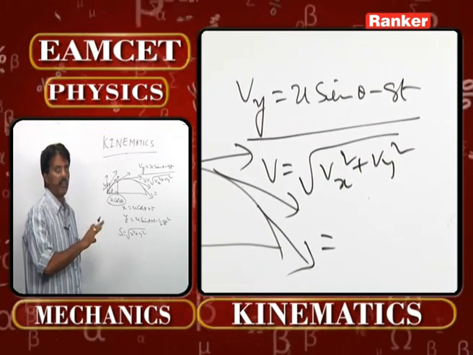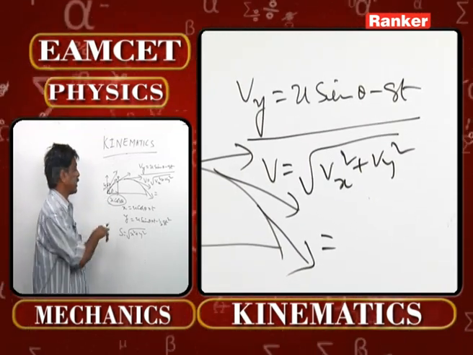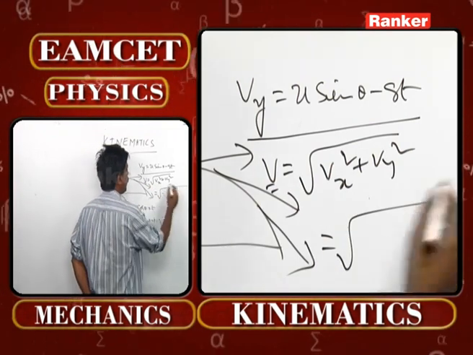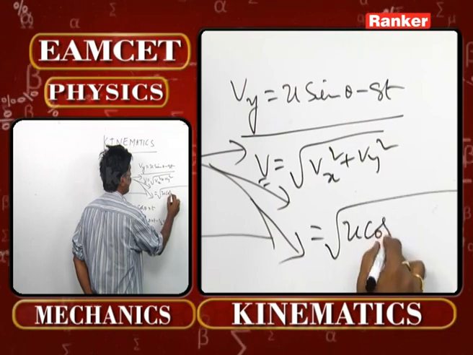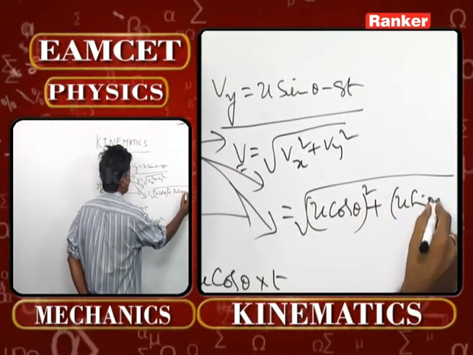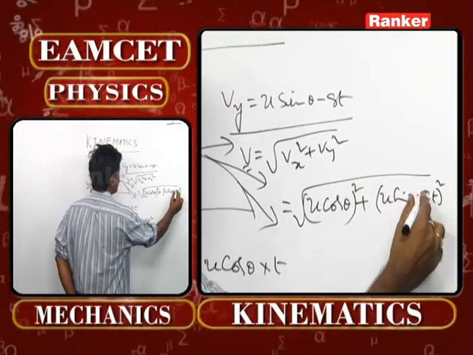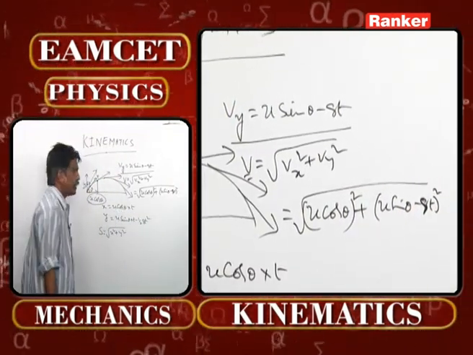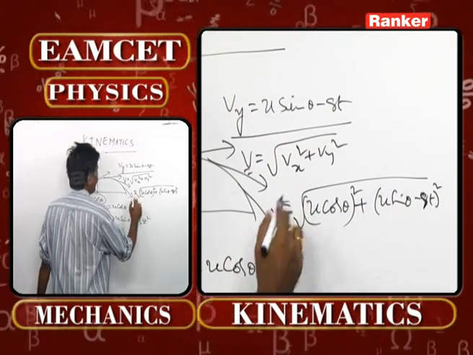If you are asked to find the velocity of a projectile at any point, that means they are asking for this only, which is equal to root of u cos theta whole square plus u sin theta minus gt whole square. This will give you the net velocity at any given point.